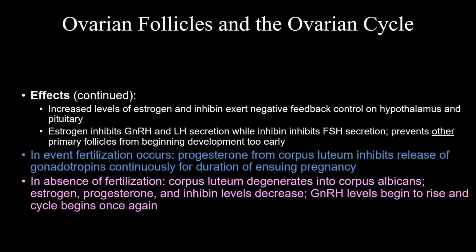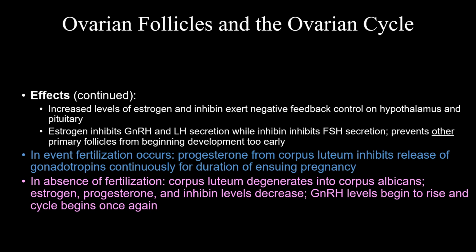And if fertilization occurs, the progesterone from the corpus luteum will inhibit gonadotropin release and will continue to do this. If fertilization does not occur, however, the corpus luteum will degenerate into the corpus albicans, and estrogen, progesterone, and inhibin levels drop. With ovarian hormones no longer inhibiting secretion of gonadotropin-releasing hormone, the gonadotropin-releasing hormone levels rise, and the cycle will begin again.